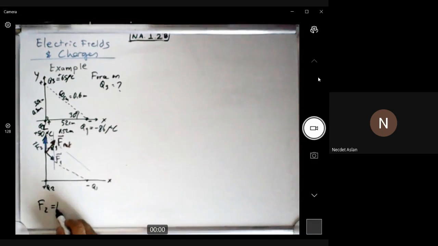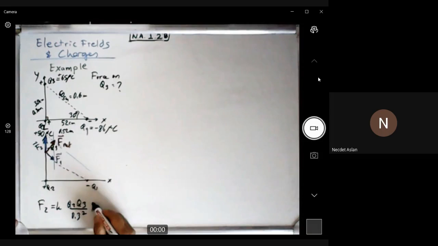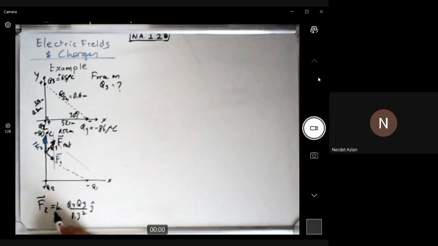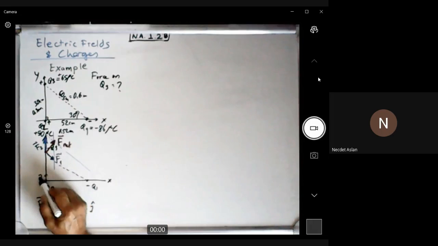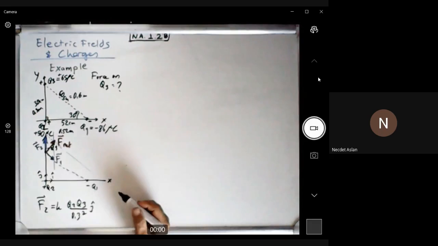Now, F2 is very simple to write. F2 is just K, Q2, Q3 divided by the distance square, which is 0.3 square. And now if you write this in vector notation, F2 is in the y direction. It's the J unit vector, because here are the unit vectors. I is the unit vector in the X direction. J is the unit vector in the Y direction. F2 is given by this.